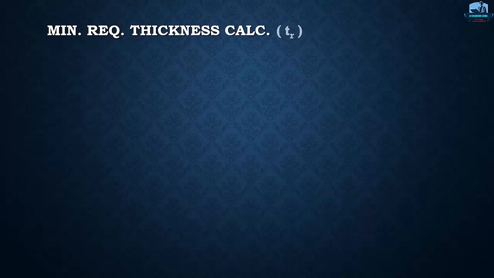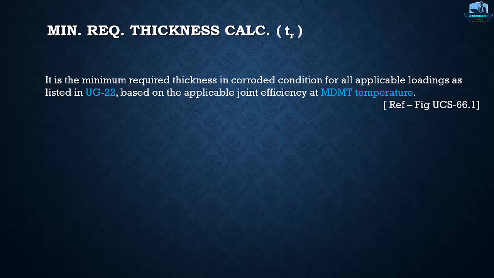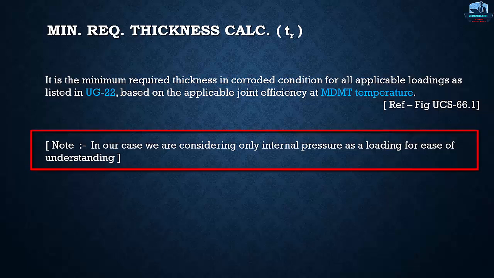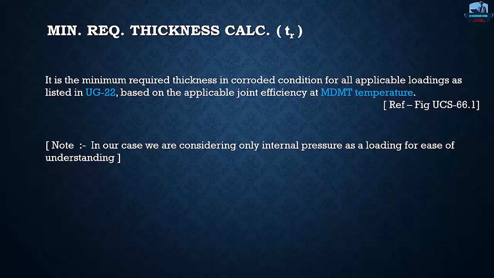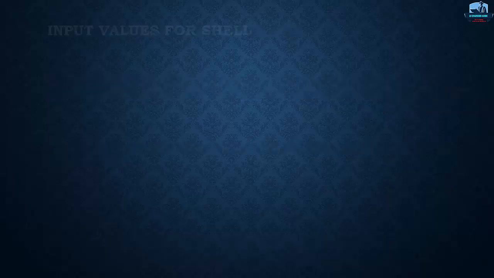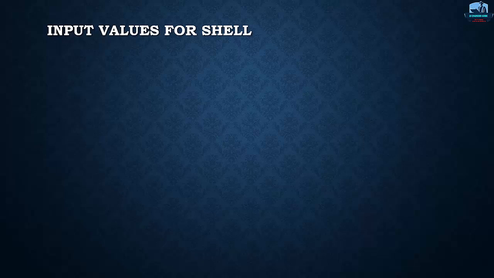The minimum required thickness refers to the thickness needed in the corroded condition for all applicable loadings as listed in UG22, based on the applicable joint efficiency at MDMT temperature. Here, the term MDMT temperature is particularly important. Also, one more thing you have to note: in our case, we are considering only internal pressure as a loading for ease of understanding. Otherwise, there are different types of loadings mentioned in UG22. You just go and check the clause UG22. There you will find different types of loadings such as internal pressure, external pressure, wind loads, seismic loads, etc. Once again, I am showing the input we have considered, so please review them carefully.